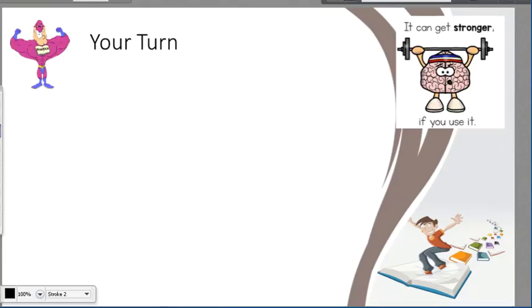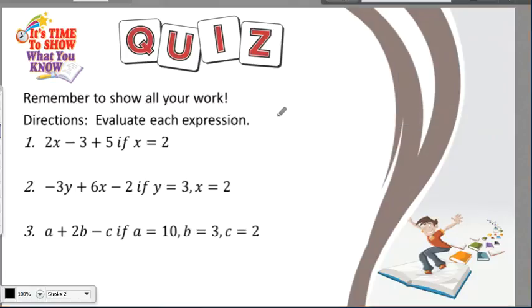Okay. So you guys are ready for your quiz. Remember to show all your work. Okay? So I want to see you make those substitutions, and then don't forget to follow order of operations. You will miss these if you do not follow the order of operations.